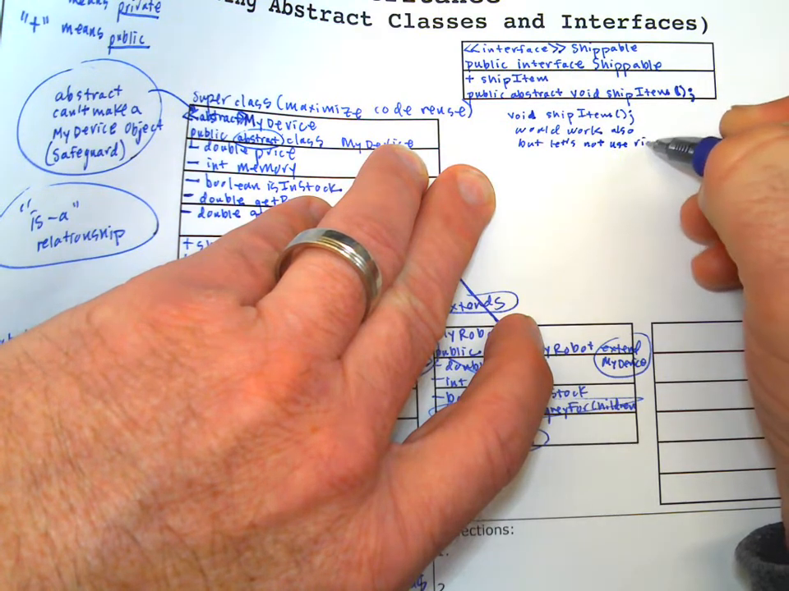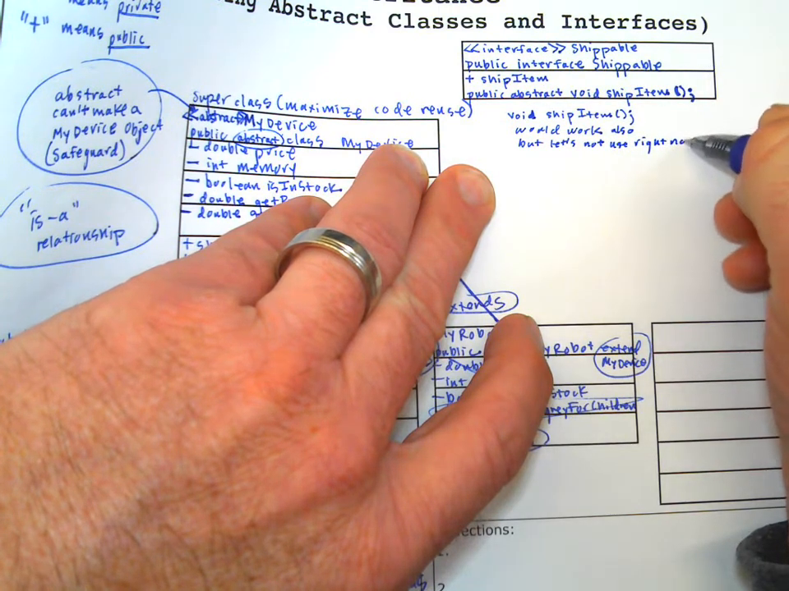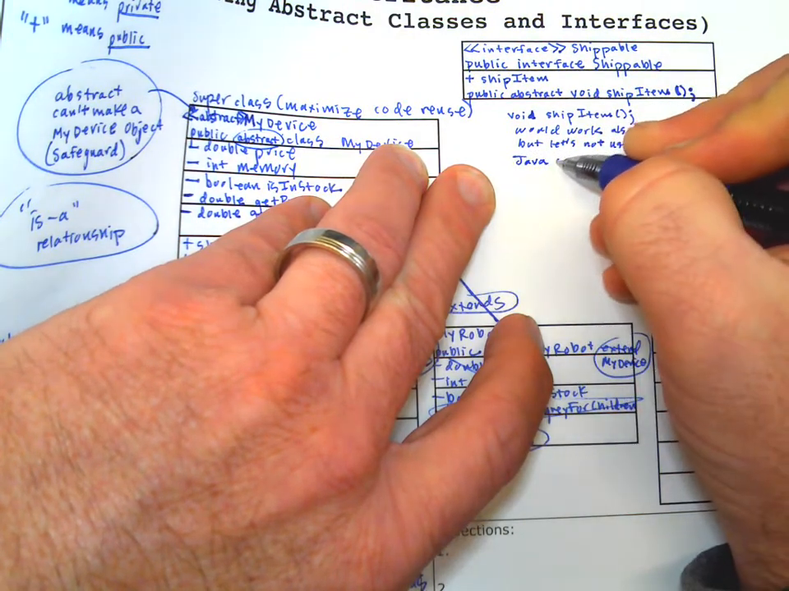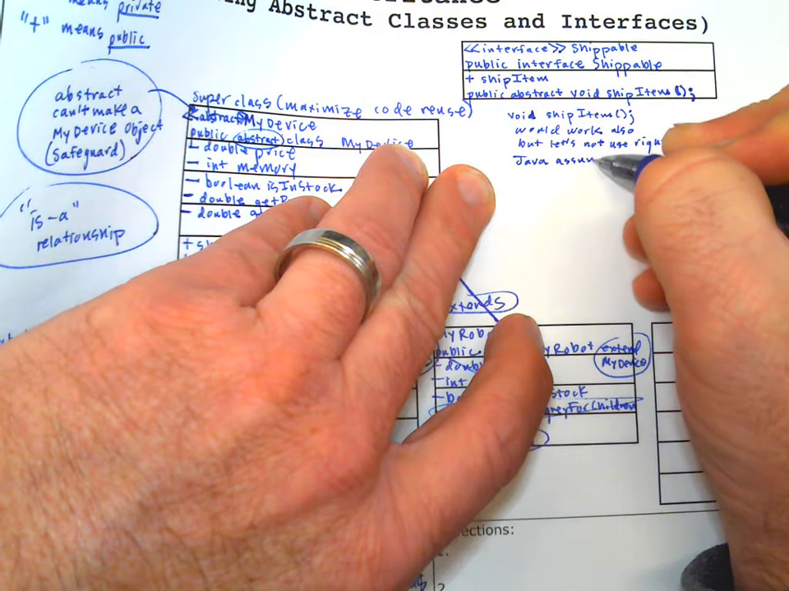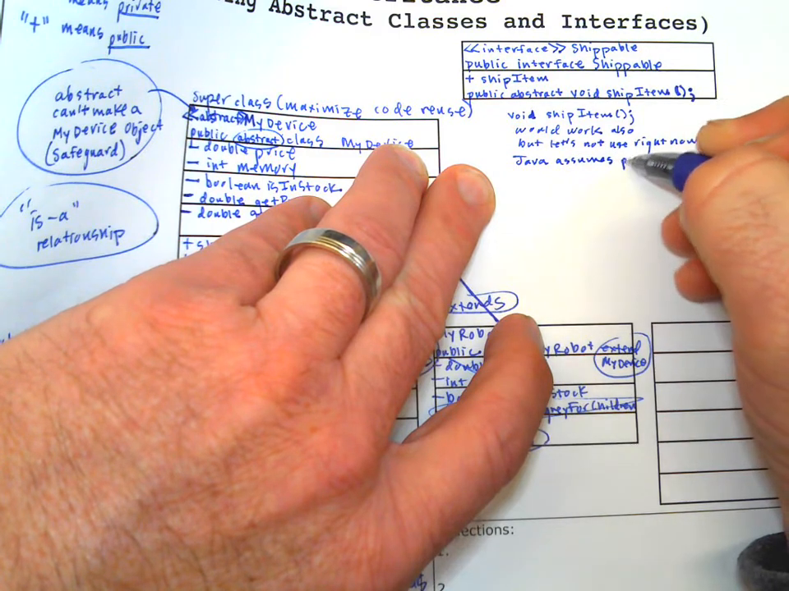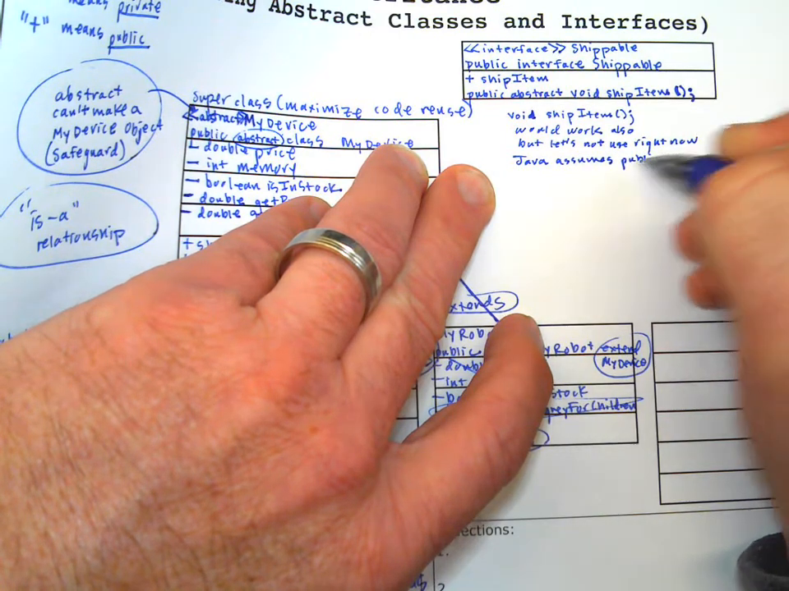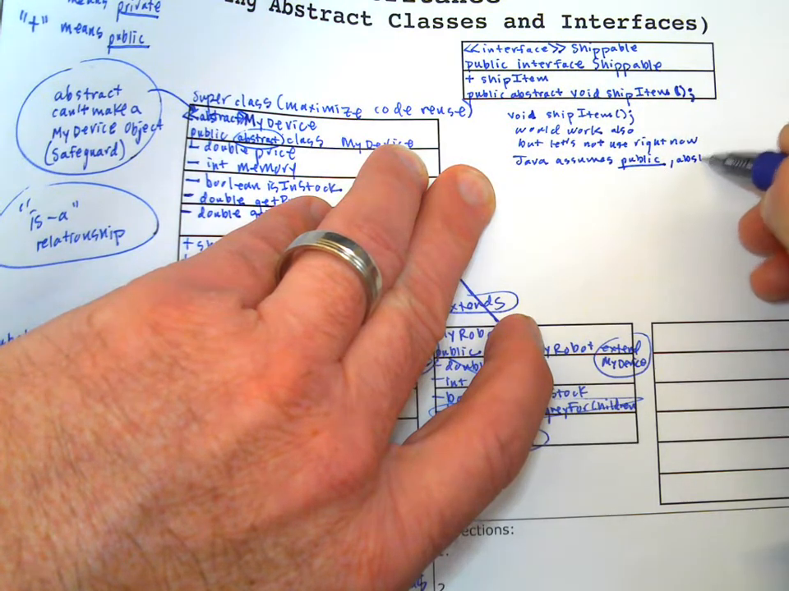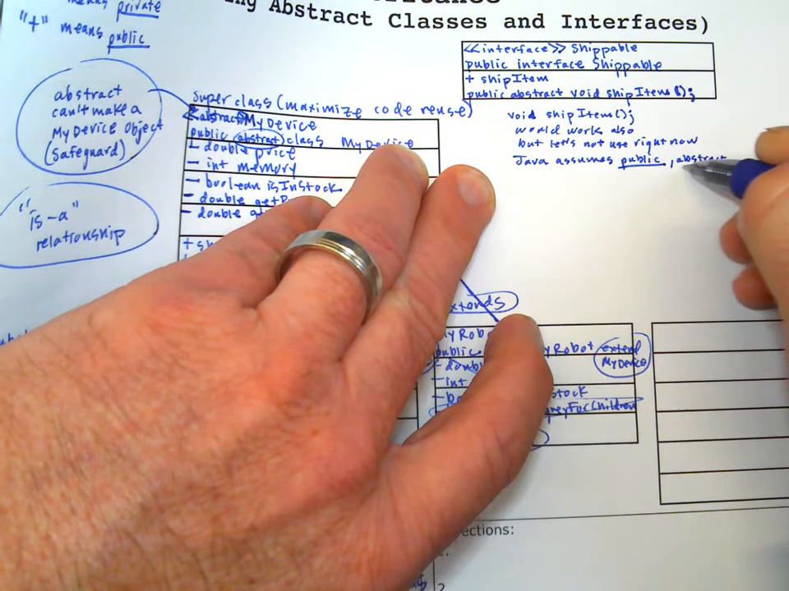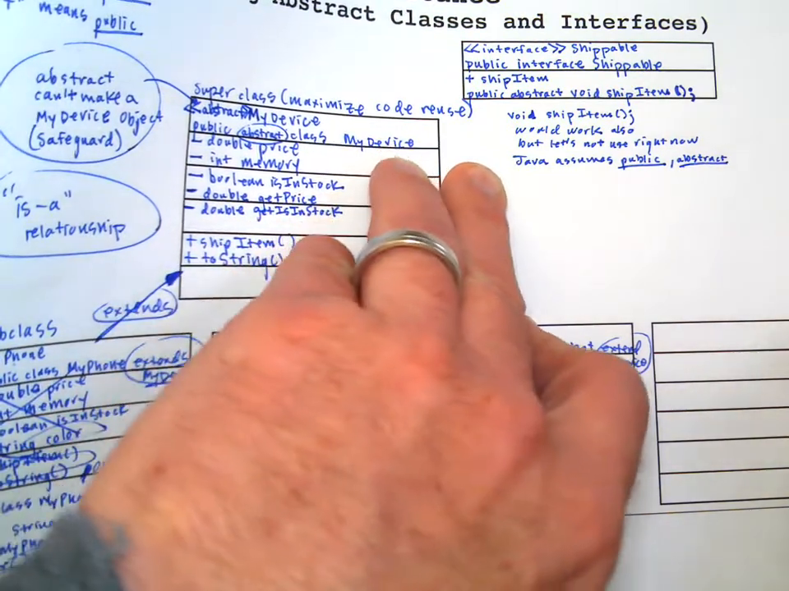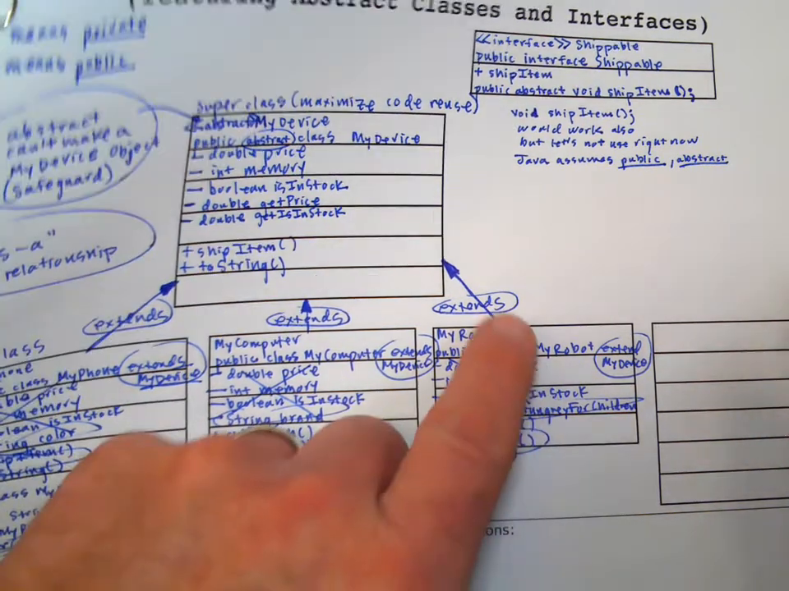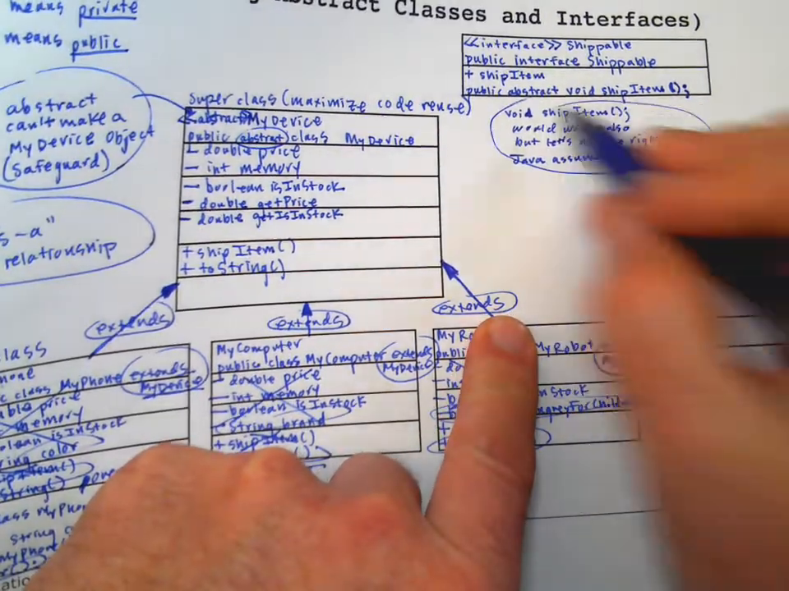Now, the reason it works is that Java assumes that it's public and assumes that if it's in an interface, that it's abstract also. So by default, these are usually public and abstract because they've got to be used by other classes and they've got to be implemented by other classes. So this is sort of a little side note here.